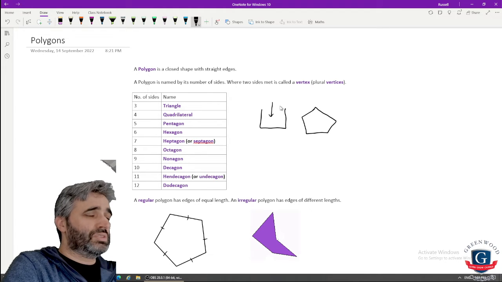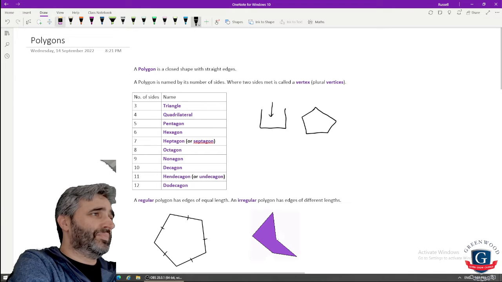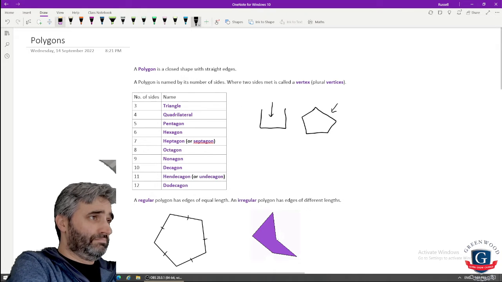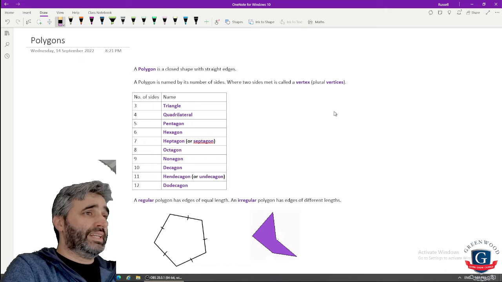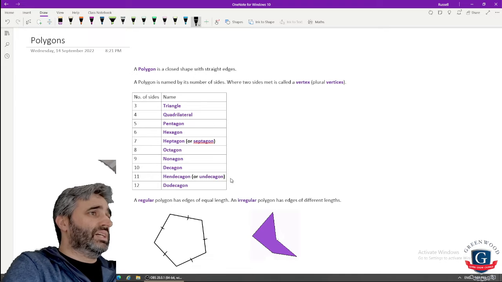This one is closed. It's not quite a polygon because it doesn't have a straight edge here, but I'm sure you get the idea. There's no way that we can get inside this shape from the outside because it's closed off. So it needs to be closed and the edges have to be straight, much better than I can freehand.